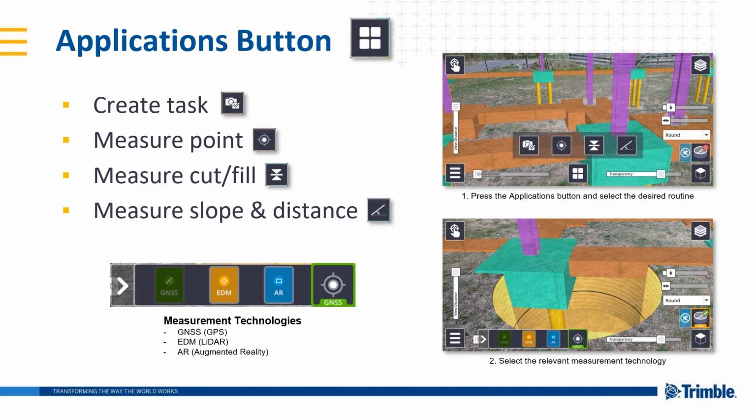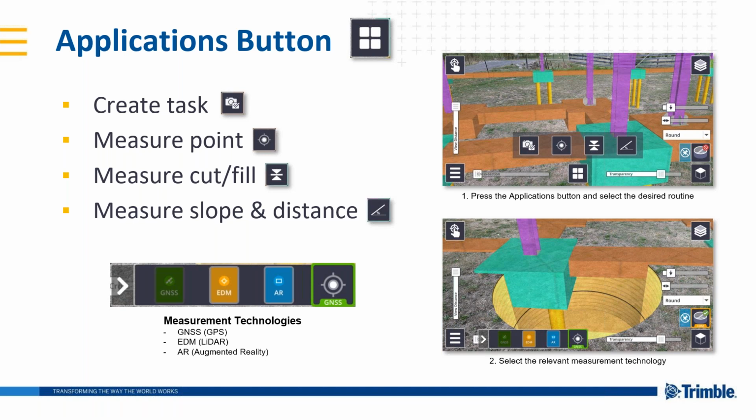And for measuring the point, the cut and fill, and the slope and distance, you've got some different options in terms of the measurement technologies that you can use. As I was talking about earlier, the SiteVision system includes a high accuracy GNSS system. It includes an electronic distance meter. And then we've added a third one here, which is augmented reality.